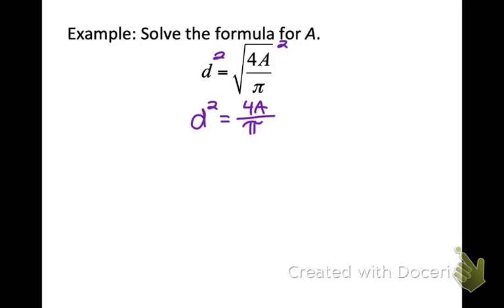Multiply by pi, so that gives me D squared pi. Well, technically, I guess you would put the pi in front because that's a number. So pi D squared is equal to 4a. Last move to get a by itself. Divide by 4. So pi D squared all over 4 is equal to a.